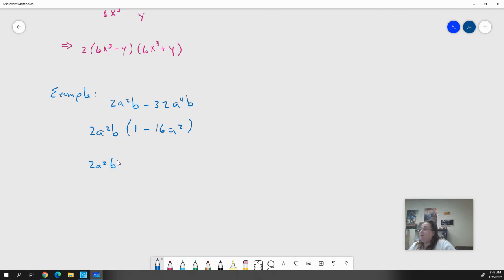Well, 1 is just 1 times 1. 16 is 4 times 4, and a squared is a times a. So we can create these factors as 1 minus 4a times 1 plus 4a. That is the most complex difference of squares problem that I can give you. So if you can follow along with this, you should be pretty well set in the assignment.